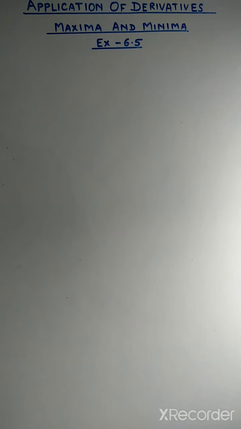Exercise 6.5, question number 23. Prove that the volume of the largest cone that can be inscribed in a sphere of radius R is 8 over 27 of the volume of the sphere.